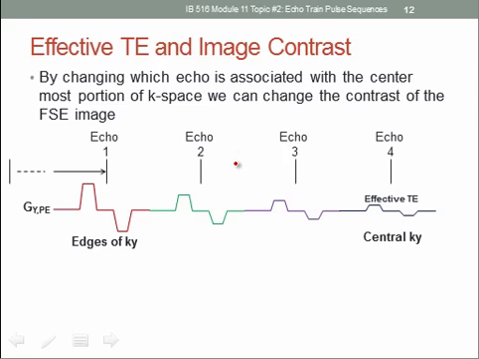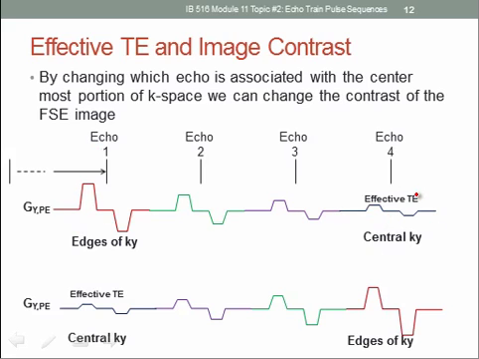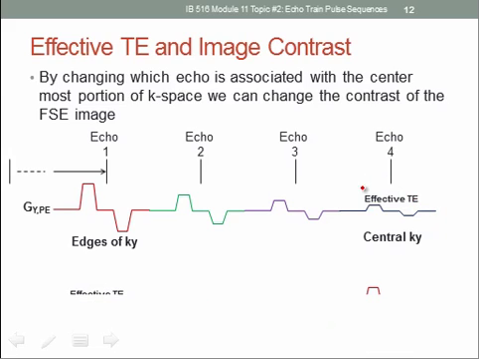So let's say, back to this example, we want our contrast to be based on this last echo here, echo number 4. Let me go back here. If we said we want the 4th echo to be the one that's mapped to the center of k-space, then that echo determines what is called the effective echo time.